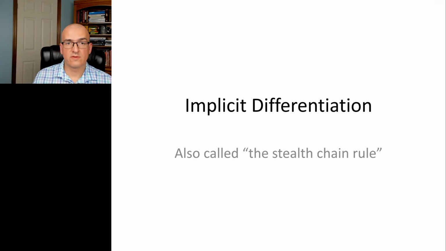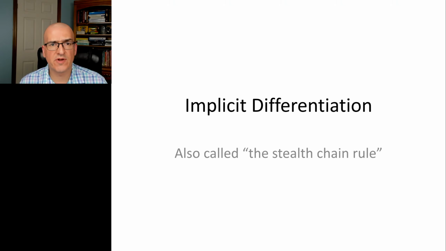Hi everyone. The official title of this lesson is Implicit Differentiation. I hate that title because it makes it sound like this is something new, and it's really not new. A better title is Stealth Chain Rule. Because what you'll see is that implicit differentiation is just the chain rule, but stealth.